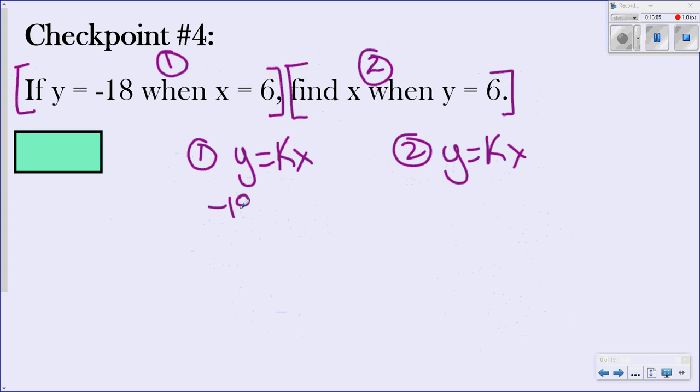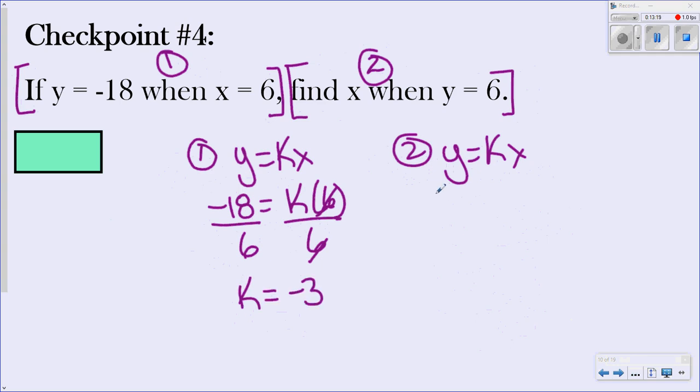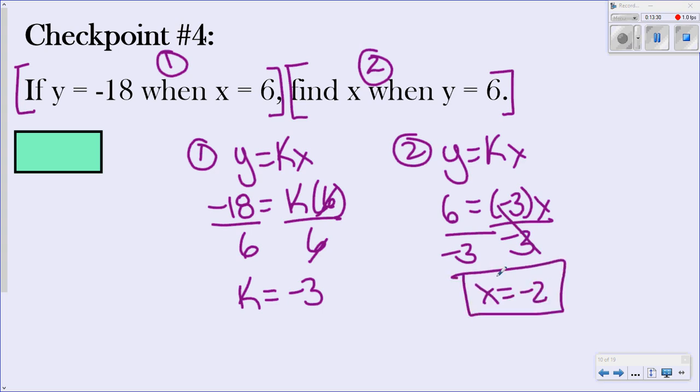So that negative 18, we're solving for k. What? I always switch those two. So silly. Solving for k. We're going to cancel that, and it gives us negative 3. Plug it back here. We have y. We have our k. We need to find our x. And we're going to divide negative 3 on both sides, and we get negative 2. Alright, next one.